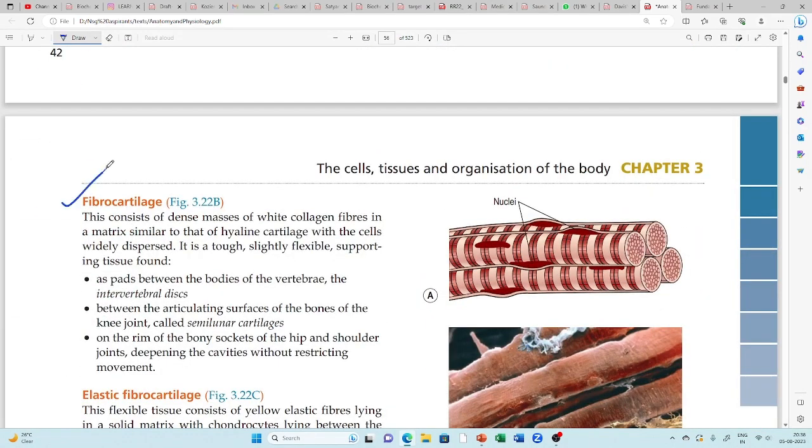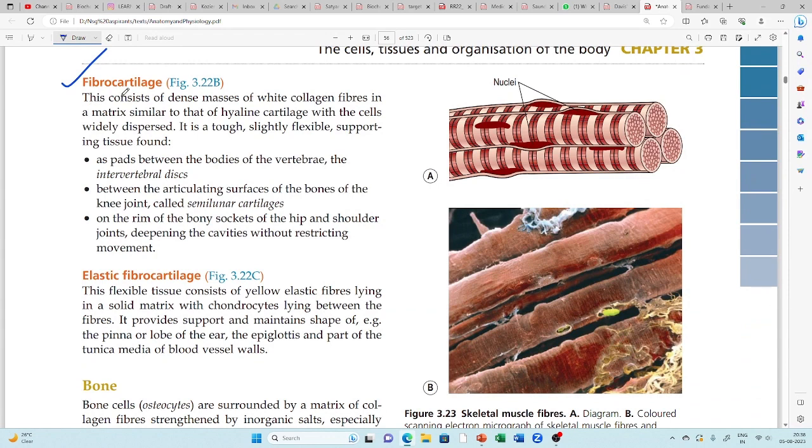Next, the second type is fibrocartilage. Fibrocartilage consists of dense masses of white collagen fibers in a matrix similar to that of hyaline cartilage, with the cells widely dispersed. It is a tough, slightly flexible, supporting tissue found at the intervertebral discs and semilunar cartilages, and in the bony sockets of the hip and shoulder joints, in the deep cavities, without restricting movement. There we can see fibrocartilage.